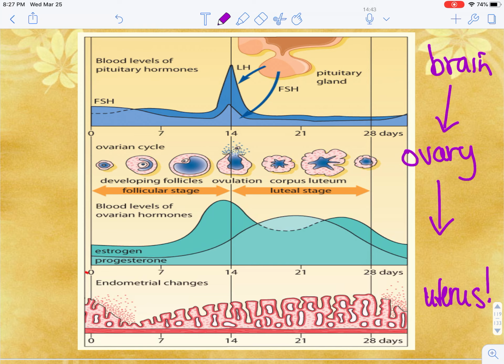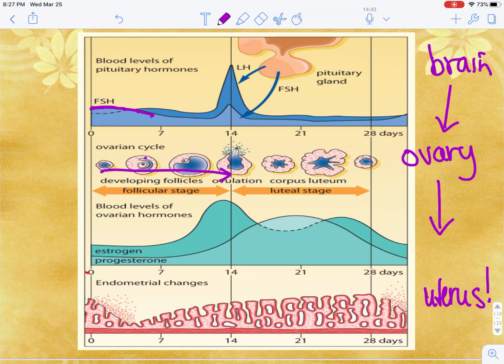So let's look at how they work, and let's look at these levels here. Follicle stimulating hormone is for the follicle cells to help develop that egg and do oogenesis. So a very high amount of FSH is happening starting at the beginning of our 28-day cycle, and that high amount of FSH is causing this follicular development, and the little egg is going through oogenesis and developing.